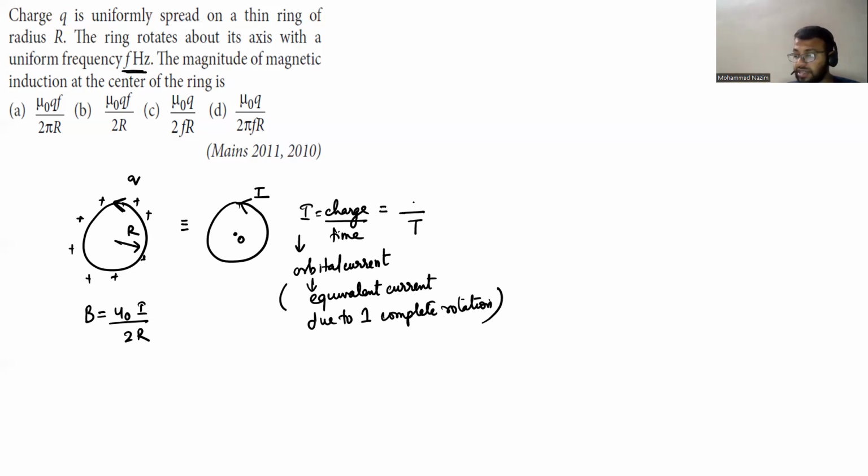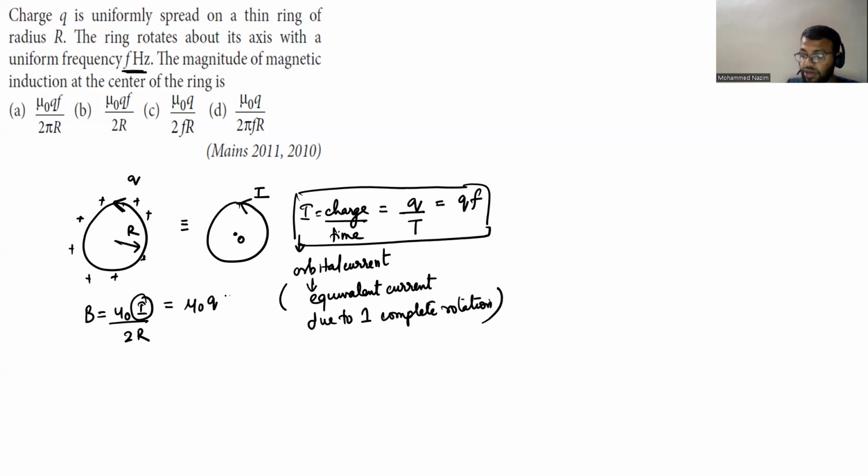So time will be capital T and charge is Q. And the reciprocal of time period, we know, is frequency. So this is going to be Q into F. So current is equal to how much, students? Q into F. That can be substituted here. So it is going to be mu naught into QF divided by 2R. That is the magnitude of magnetic field intensity at the center. So that matches with option number 2.